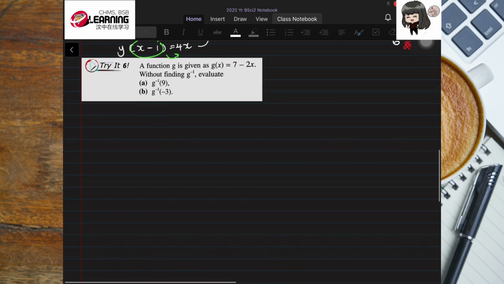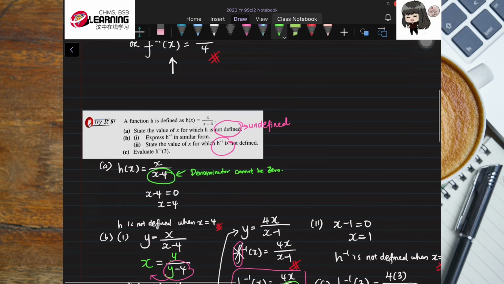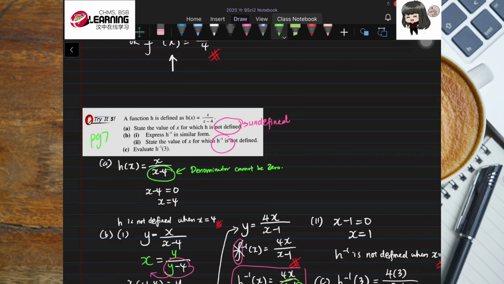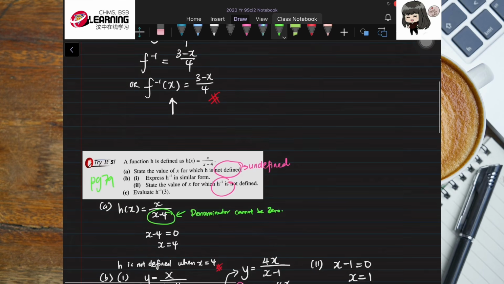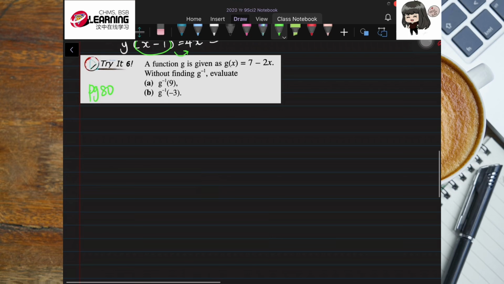Okay, we continue to Try It 6, which is at page 80. Just now Try It 4 and Try It 5 are on page 79. Now we go to Try It 6. A function g is given as g of x equals 7 minus 2x. Without finding the expression of g inverse, evaluate g inverse of 9.